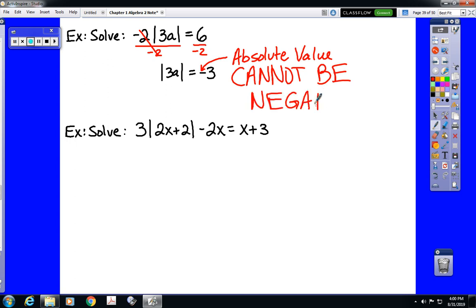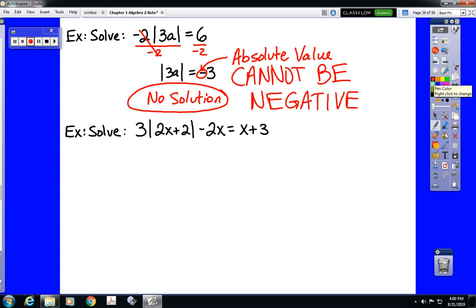And folks, I'm screaming it for those of you in the back. Right there, that is a no solution. It is not possible for an absolute value to equal a negative number. The second we have absolute value equals negative 3, that problem is over. It is no solution. One more hard example, just so we can see one more of these more difficult problems.